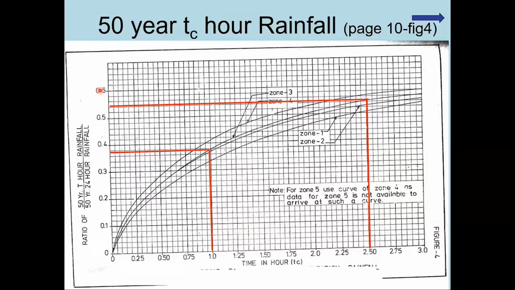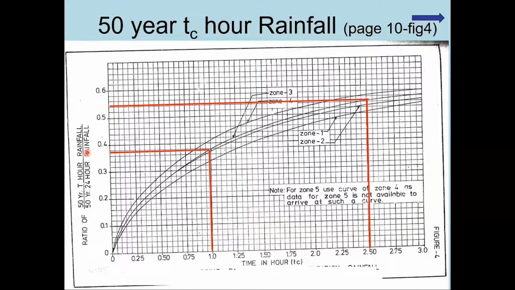The ratio has already been plotted. You don't have to find out the 50-year or 24-hour rainfall or TC hour rainfall. This is a graph which is available. It has been drawn and given in the CWC report, in the RBF report. Now I know the TC.